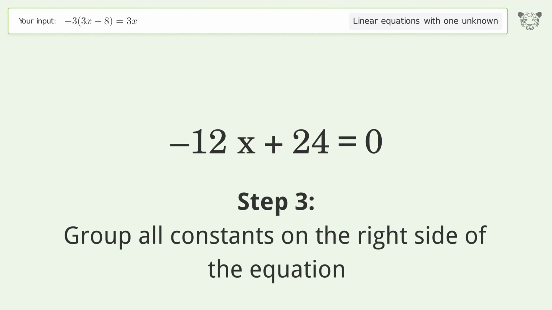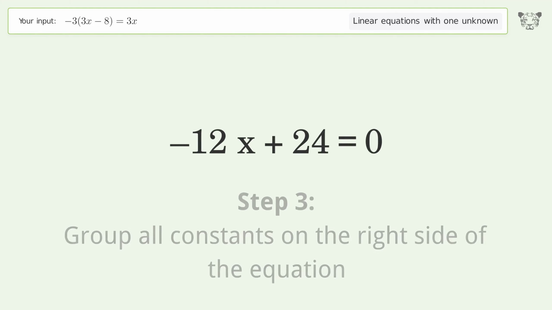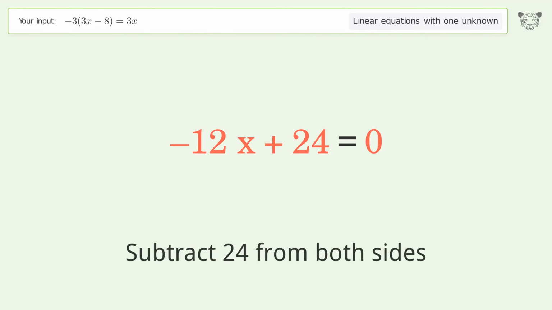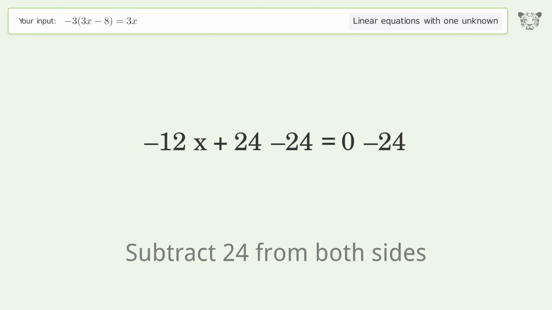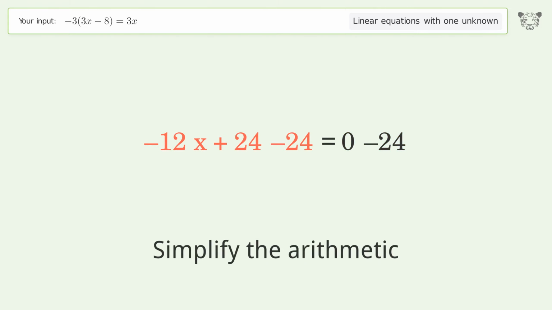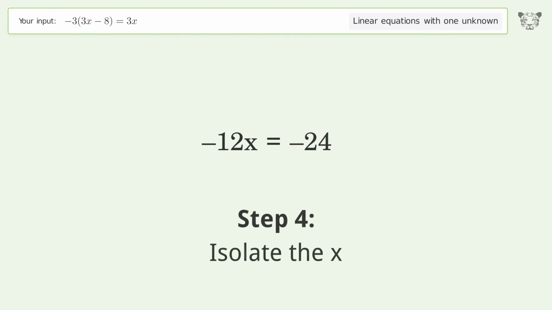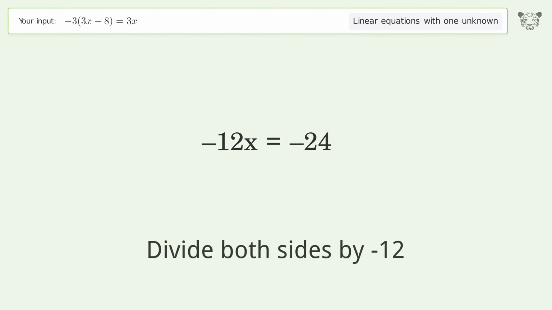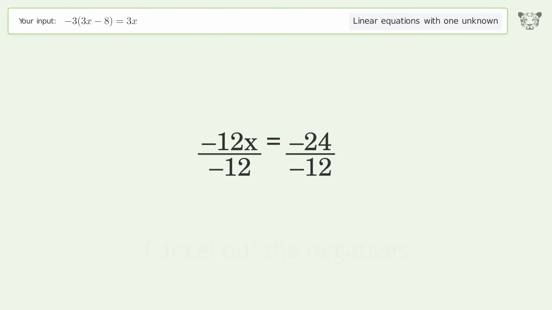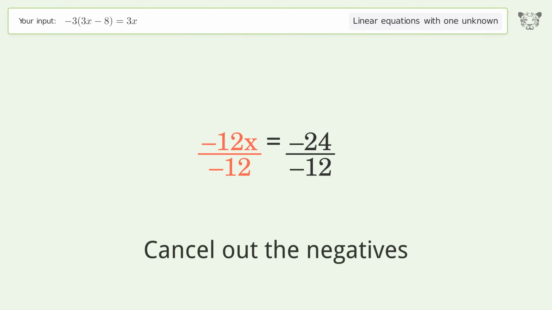Group all constants on the right side of the equation. Subtract 24 from both sides. Simplify the arithmetic. Isolate the x. Divide both sides by -12. Cancel out the negatives.